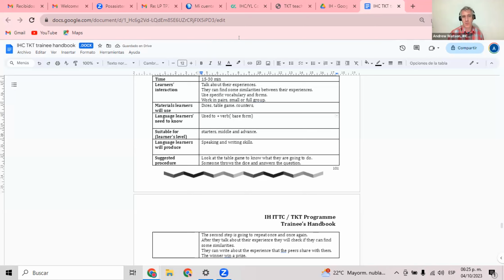So that raises the question, Tom, what level is it suitable for? You said starters, but do we introduce used to at the level of starters or beginners? No, not really. I think it's usually introduced at pre-intermediate level. So pre-intermediate, intermediate, and upper intermediate, perhaps. Not really advanced.